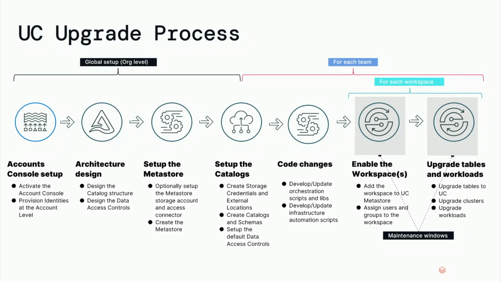So basically the process of upgrade looks like this. You have three major aspects to that. The first one is the global setup. That means you do the account console enablement, you create the groups and other identities at the account level, and then you provision those at the account level to Databricks. And the second step is the architectural design. This is important because in a large organization such as Schwarz, it's not just one single team that is working on this, it's a huge organization. There will be multiple teams, multiple platform teams, there will be a cloud team, there will be a center of excellence team, etc.